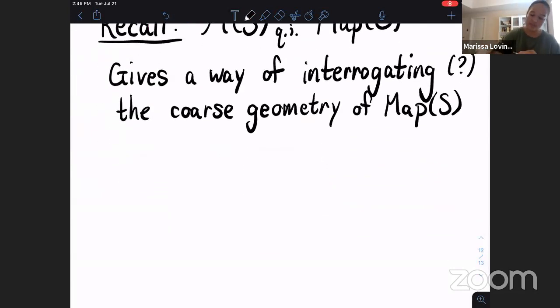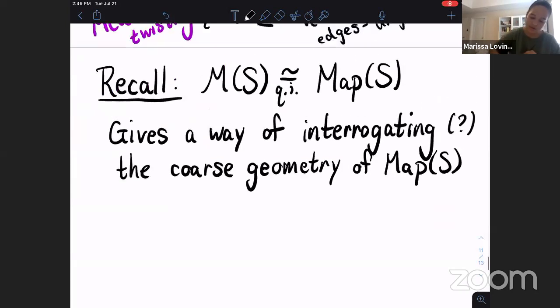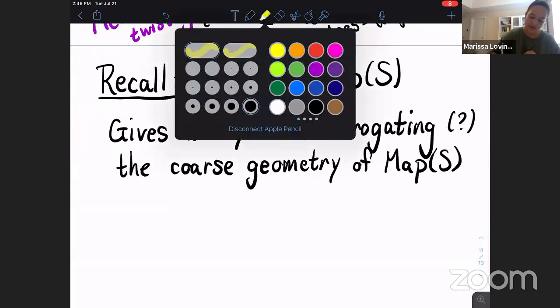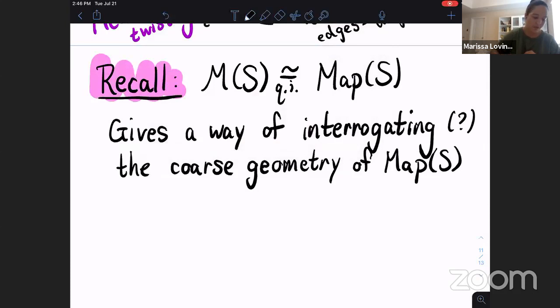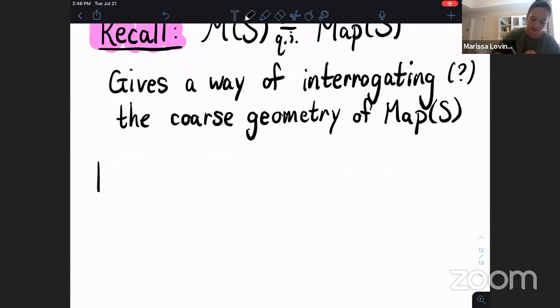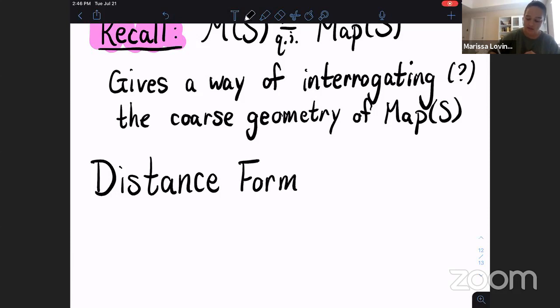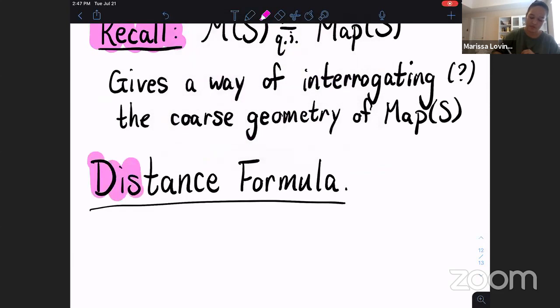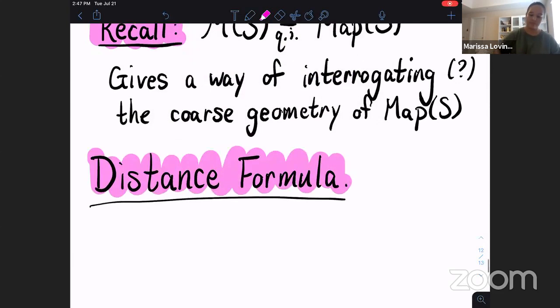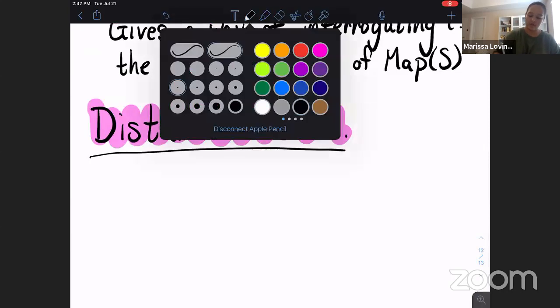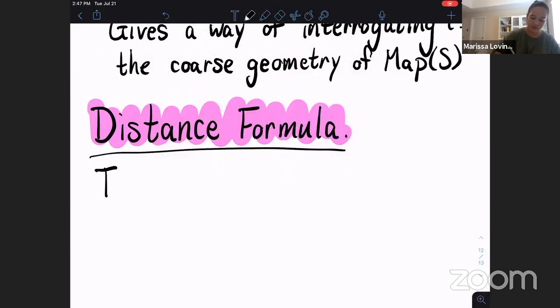Okay, so this is the last thing that I want to mention today. Let's do some pretty highlighting. This is something that just comes up everywhere. It's a super helpful tool. So, the distance formula. This is another result thanks to Masur-Minsky.